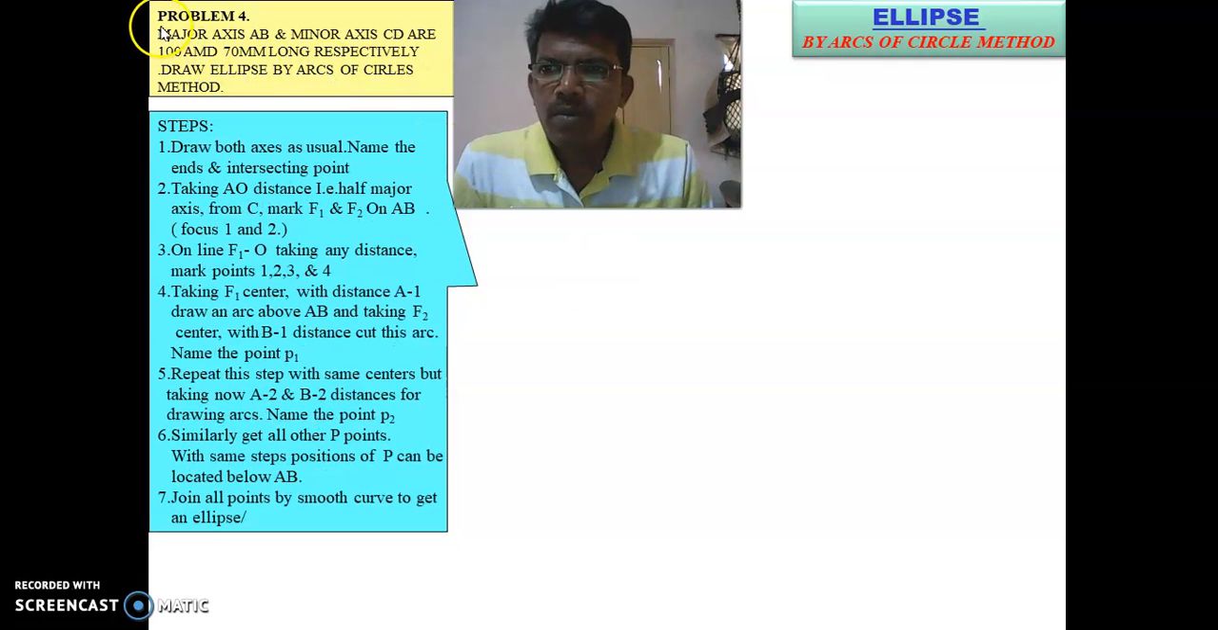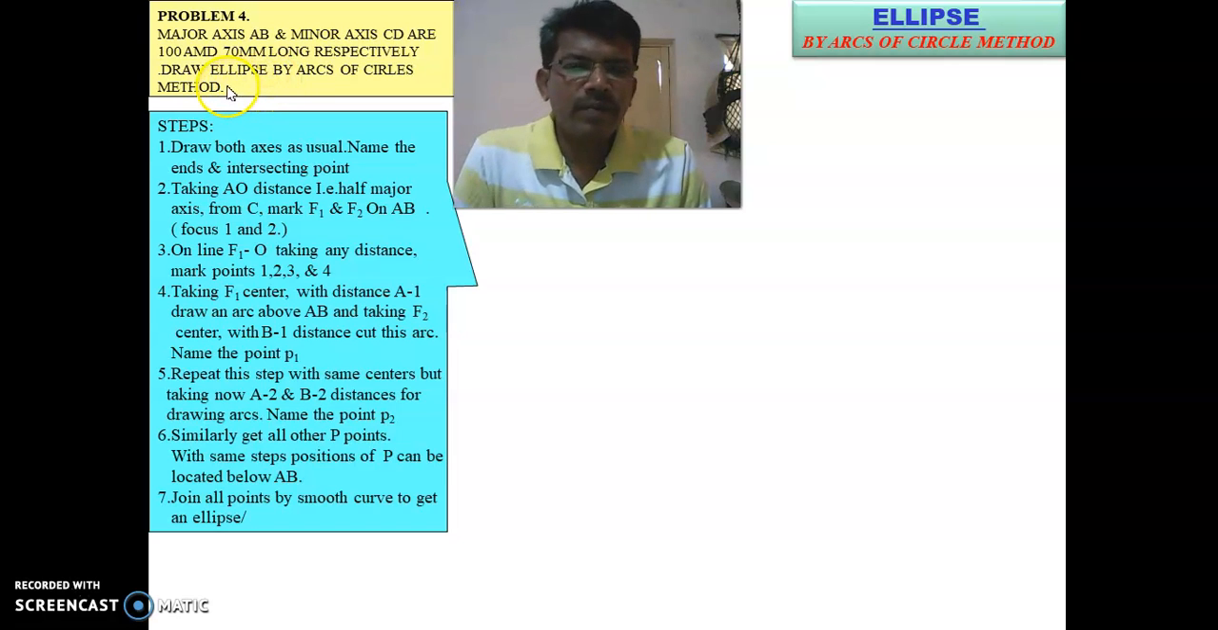Now see the problem: the major axis AB and the minor axis CD are 100 mm and 70 mm long respectively. Draw the ellipse by the arc of circles method. Here you can see the construction procedures, 1, 2, 3, 4, 5, 6. These are all the construction procedures in terms of format.